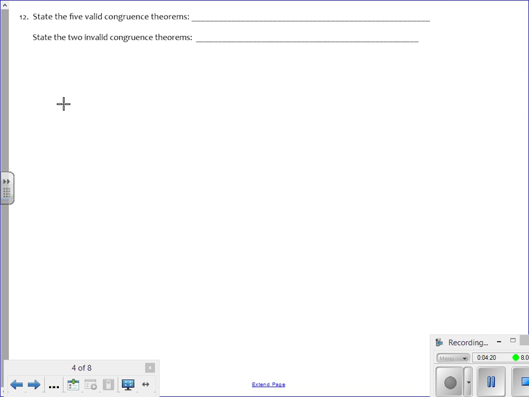The 5 valid congruence theorems, right? So we switch gears. That's SSS, SAS, ASA, AAS, or SAA. The same thing. And then finally HL, where HL was SSA with a right angle.